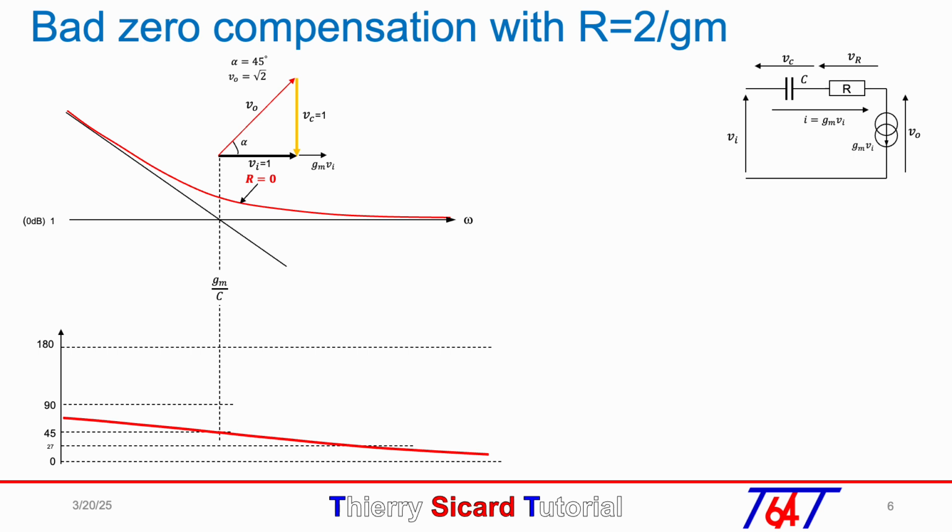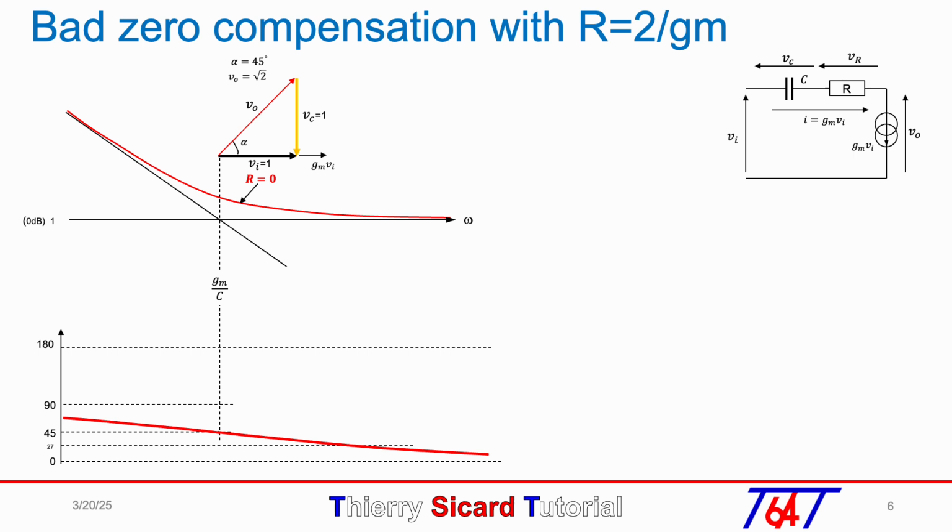To compensate for the bad zero, we place a resistor in series with capacitor C. Of course, if R equals 0, we have the bad zero characteristics. As a reminder, we use vector construction for R equals 0. In this slide, we will replace R with the value 2 over Gm, and using vector construction, we will better understand how to maintain a zero with a phase at 180 degrees instead of 0.